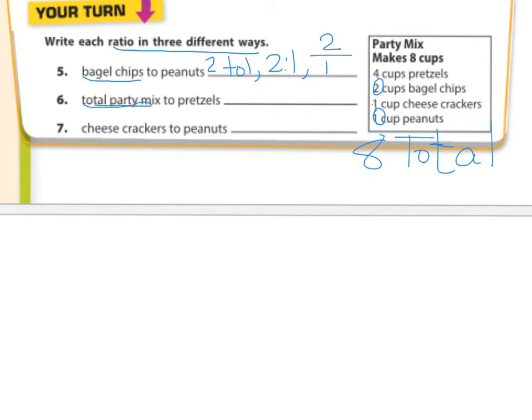They wrote the total first, so you have to put that number first. 8, and then how many pretzels are there? In this recipe, there's 4 cups of pretzels. So it's 8 to 4, 8 to 4, and 8 to 4.